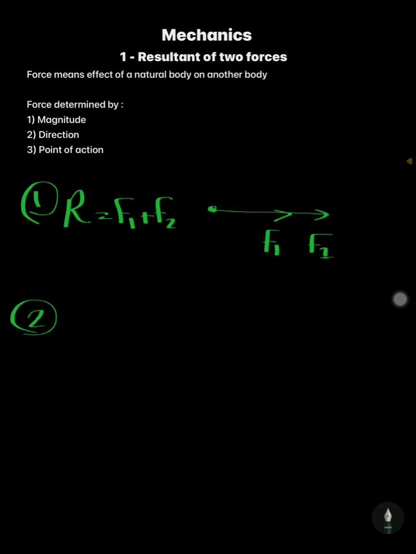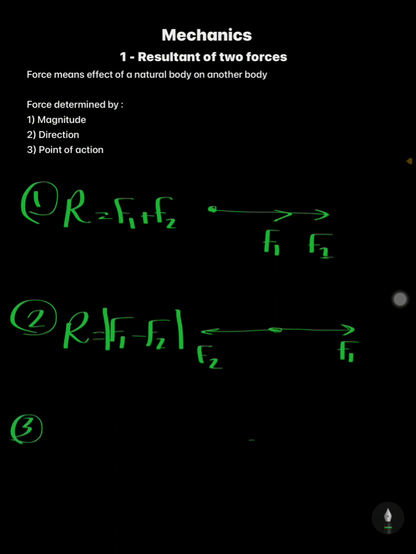So, if the two forces act in opposite direction, how can we find the resultant of the two forces? To find the resultant of the two forces, we make F1 minus F2, if F1 greater than F2. If F2 greater than F1, so we make F2 minus F1. If we don't know which is bigger, we make absolute, because resultant must be positive value.